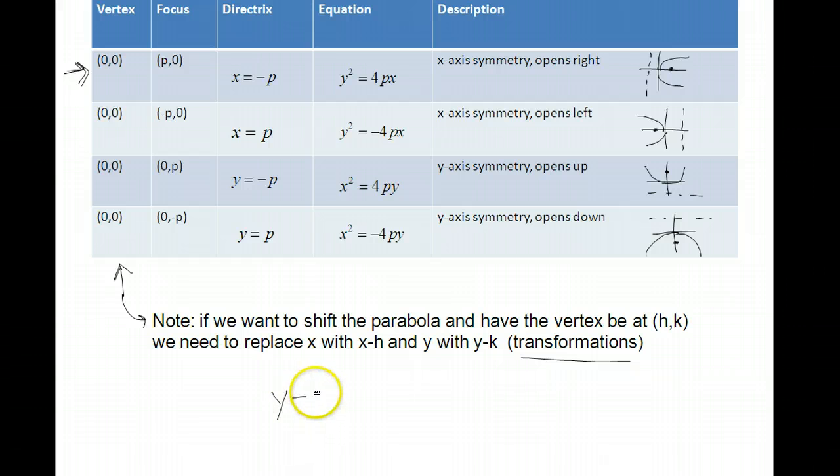You'd have (y minus k) squared equals 4p, replacing the x with x minus h. So you want to say x minus h, right? That's going to be an opening-to-the-right parabola with a vertex at (h, k) instead of at (0, 0).